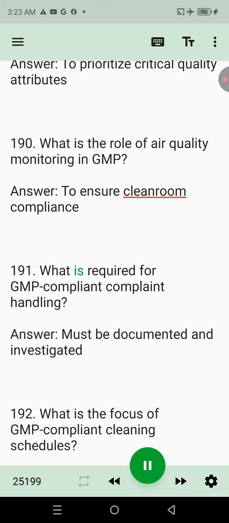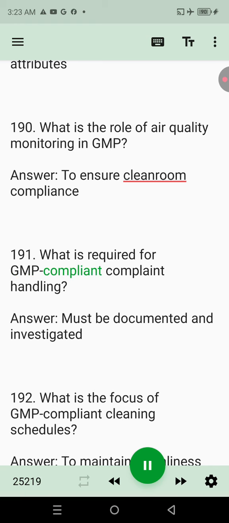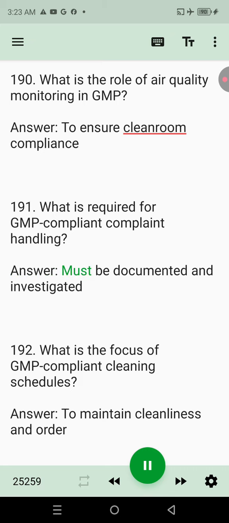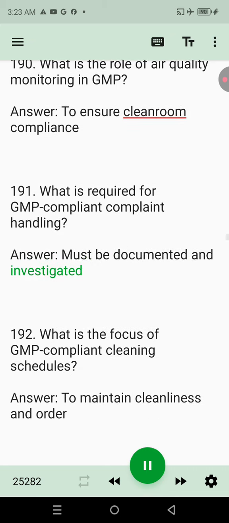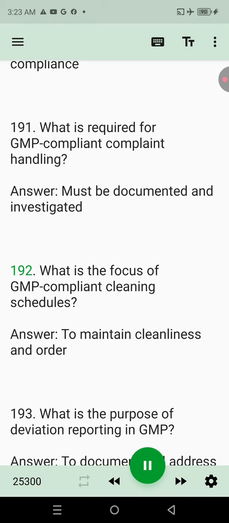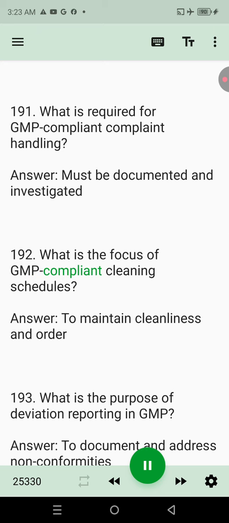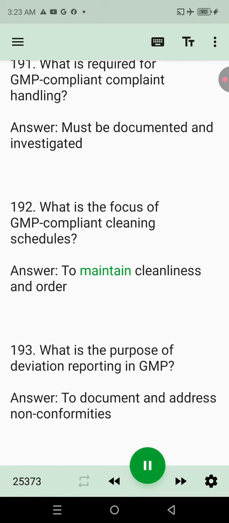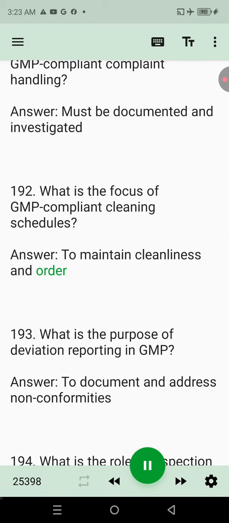191. What is required for GMP-compliant complaint handling? Answer: must be documented and investigated. 192. What is the focus of GMP-compliant cleaning schedules? Answer: to maintain cleanliness and order.